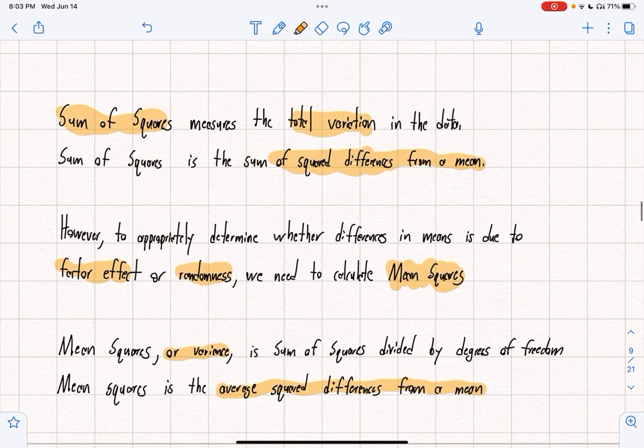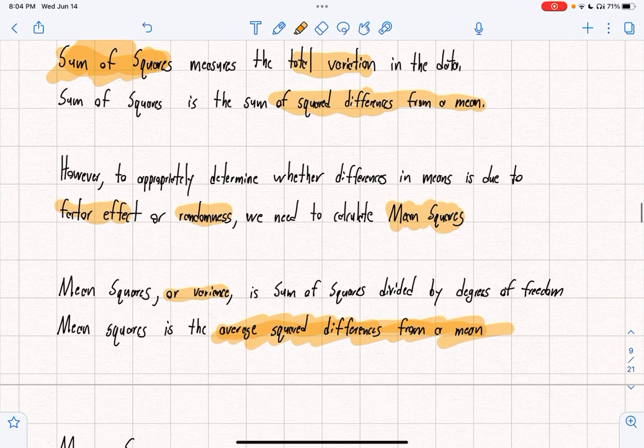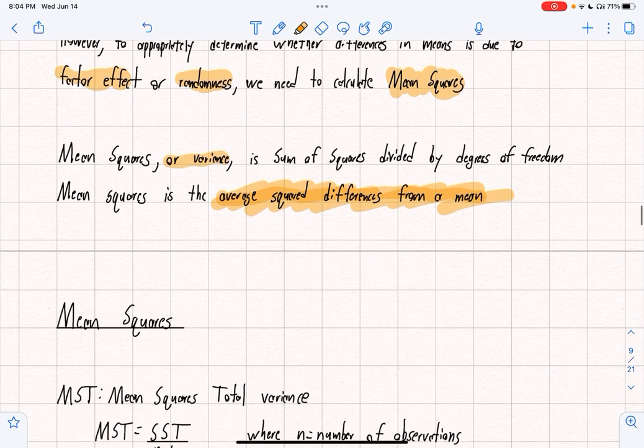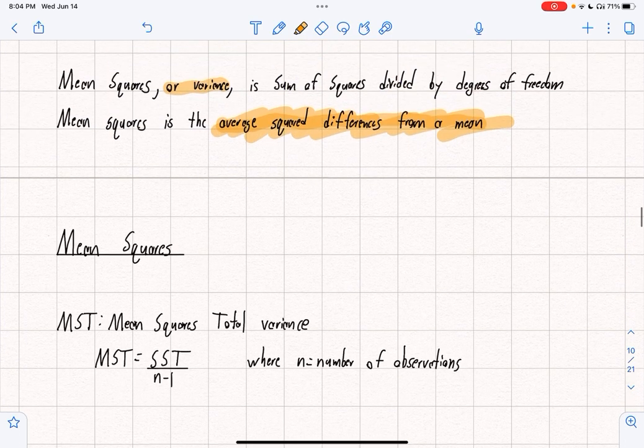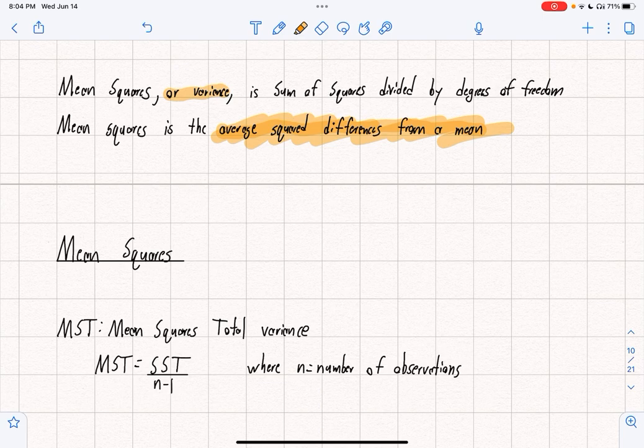So instead of just looking at the total variation in the data, we're now looking at average deviation in the data for each of the groups. And that's going to give us a much better idea as to where that variation is coming from. Is it from randomness or is it due to our factor effect? To do that, we need to find mean squares. So these calculations we do need to really understand, because we're going to be responsible for doing this. So let's take a look at mean squares.